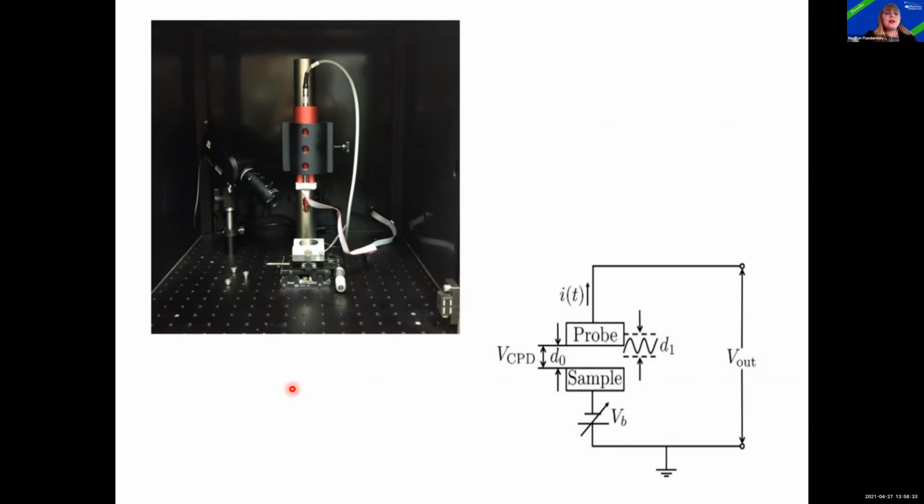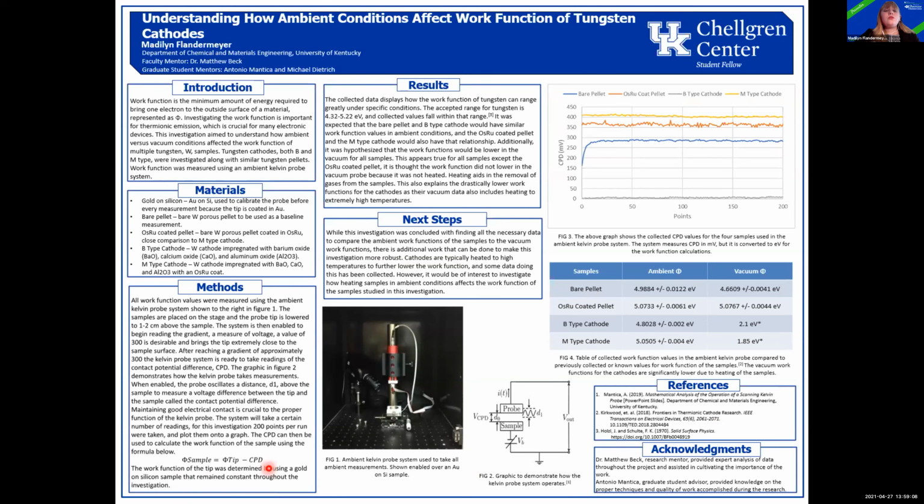And so the tip is able to read the contact potential difference, or the CPD, which is a measurement of the voltage difference between the tip and the sample. So for this reason, it is very important that the system has good electrical contact between the sample and the probe tip as shown in the schematic. And at first, it was a little bit difficult to ensure this, but I can discuss during the Q&A how we overcame this issue.